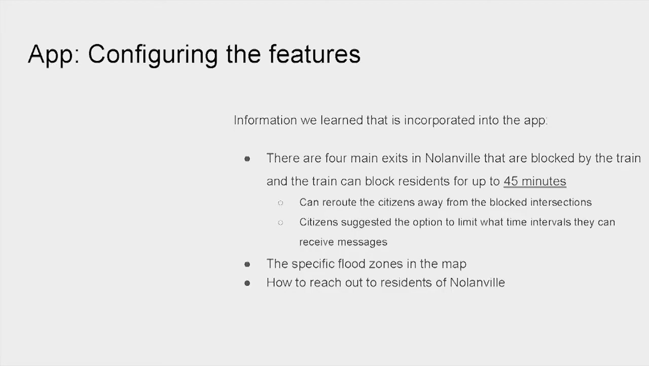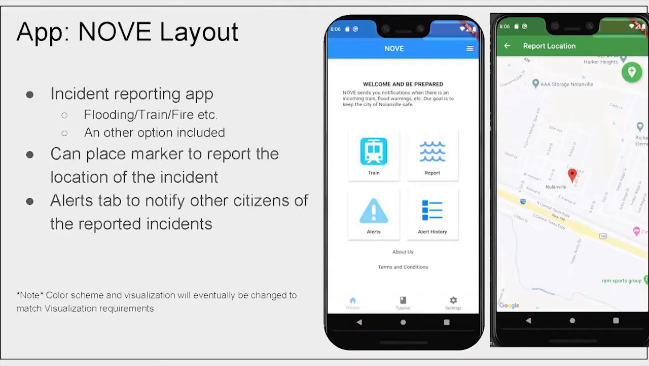These exits can be blocked for a few minutes because the train is just passing by, which is a minute nuisance for most, or for up to 45 minutes because the train has stopped completely to allow other trains to pass. Our goal for this is to accurately characterize trains that will completely stop and block intersections for a significant amount of time. If this situation arises, we can notify the resident and give them the option to reroute themselves to drive around the blocked intersection.